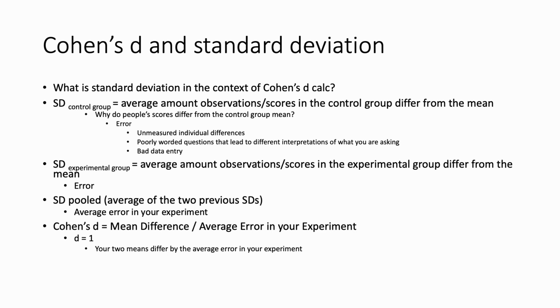So we got our standard deviation in our control condition. Well, scores differ from the mean because of error. Standard deviation in our experimental condition. Scores differ from the mean because of error. So if we average those two standard deviations together, that's the average error in my experiment, right? It's just good to think about things like this.